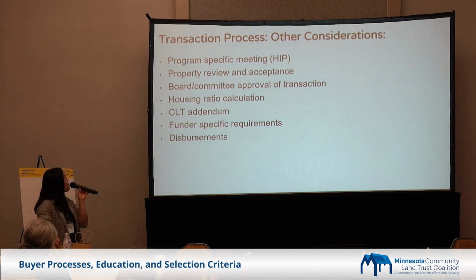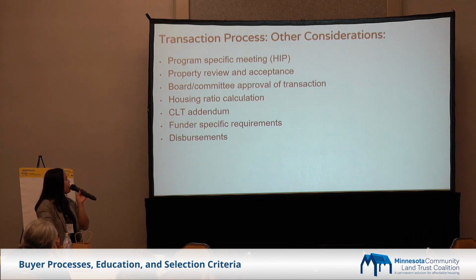And then also board and committee approval of transaction. We also do the housing ratio calculation to make sure they're at 25% or above housing ratio. They have to have that CLT addendum onto their purchase agreement. And then we need to meet any funder-specific requirements as well as the disbursements.